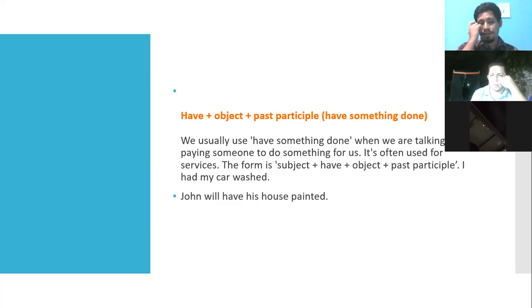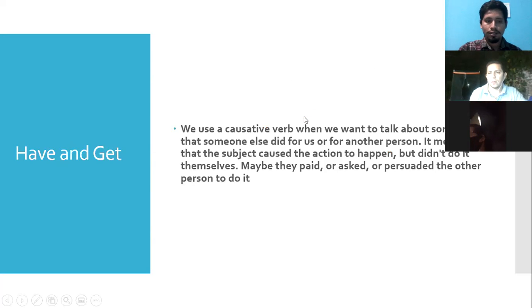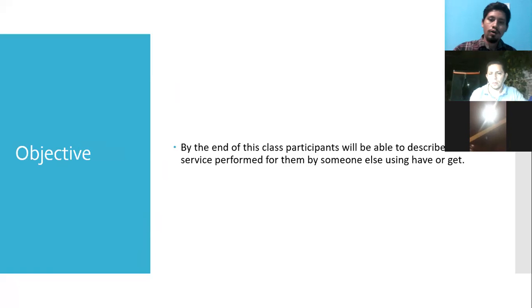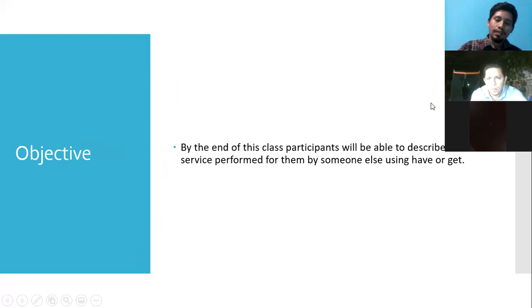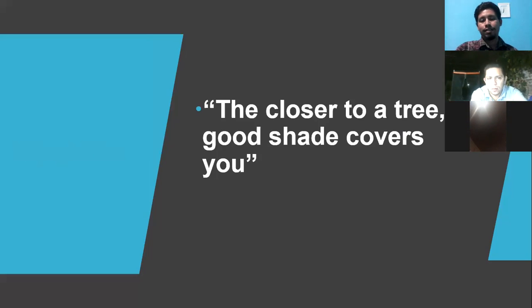I was telling you that I want you to review this topic. Yesterday we saw how we construct sentences using have plus object plus past participle. And something that we were discussing about this is how we use these verbs to describe services performed, and also how to use have or get.